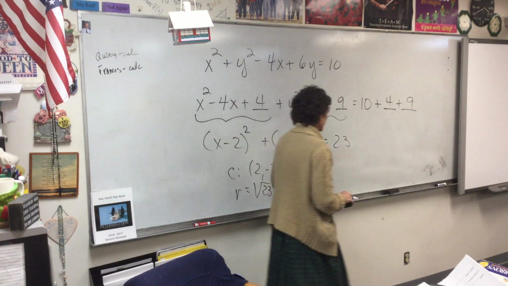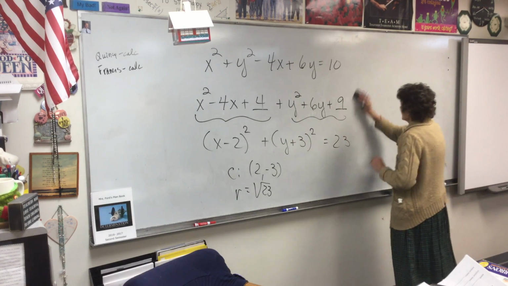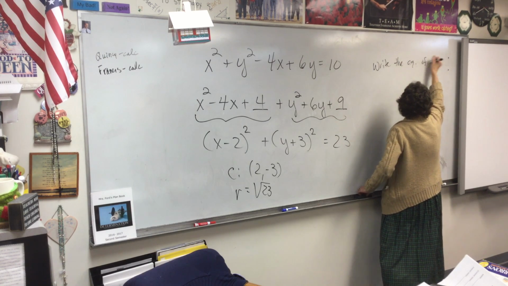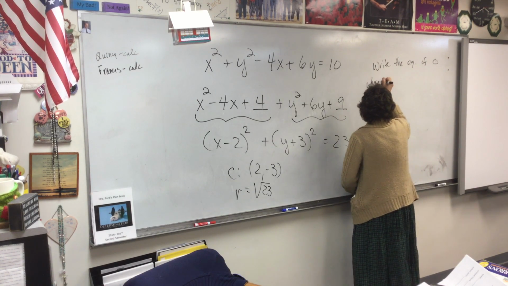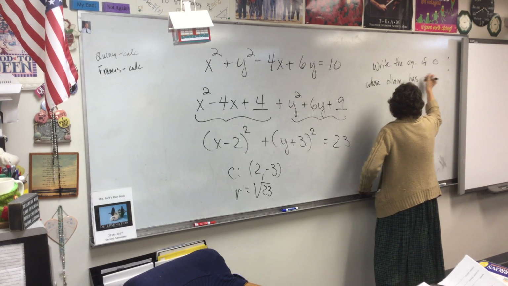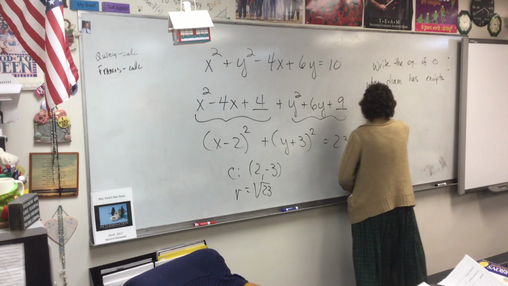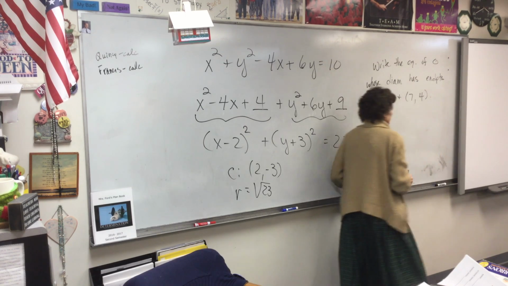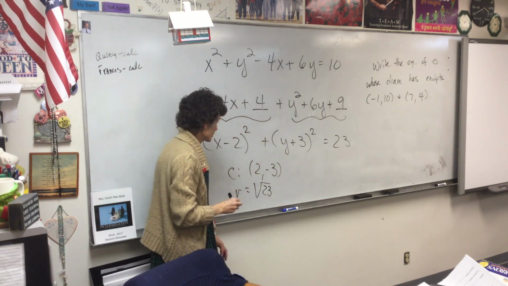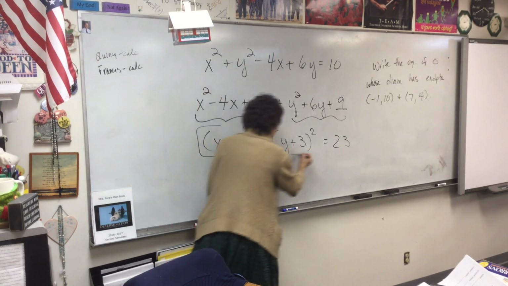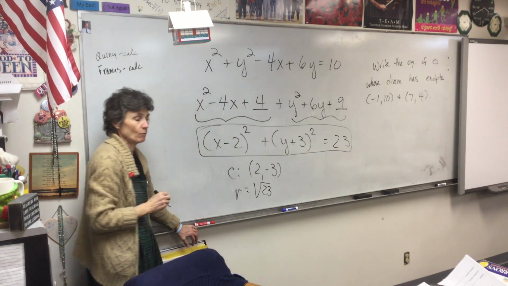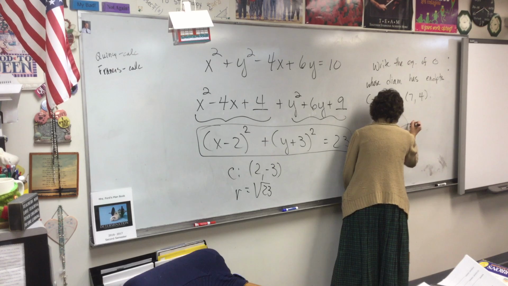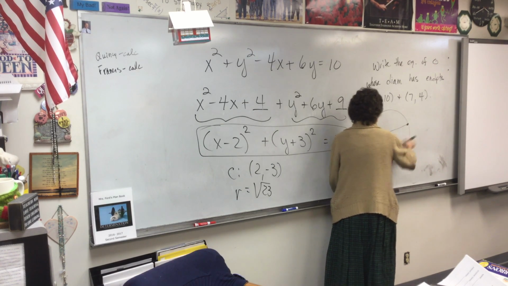Now, one more problem, and then I promise I'll be quiet. What if I said to you, write the equation of the circle whose diameter has endpoints at negative 1, 10 and 7, 4. So what I'm looking for is this. This is the equation of the circle. That's what I'm looking for. And I have given you the endpoints of a diameter.